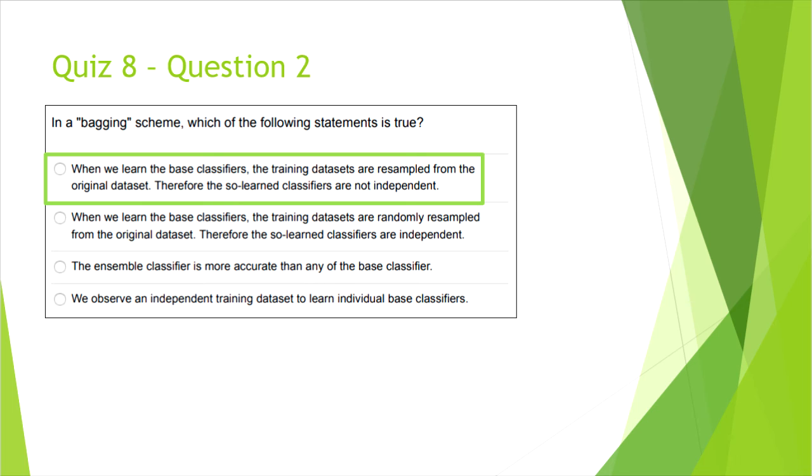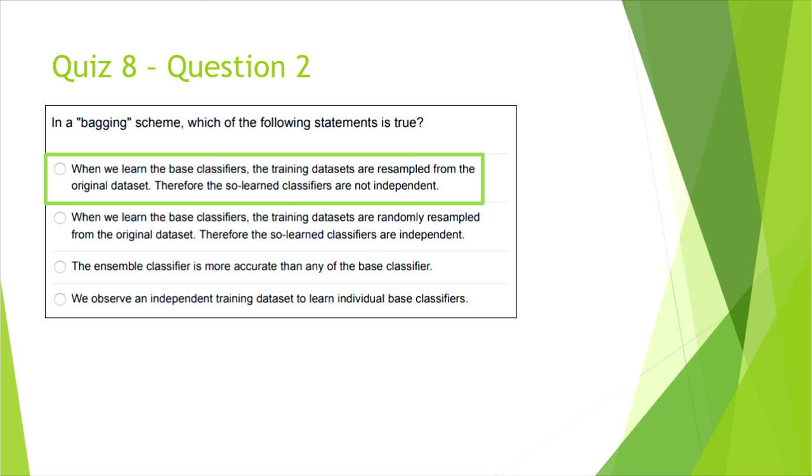Lastly, I will discuss Quiz 8, Question 2. For this question, the first answer is correct. The reason why is because in an ensemble method, only one set of training data is used, from which all individual classifiers are constructed. More specifically, pseudo-training sets are randomly redrawn from the original training data, and are then used to train weak predictors. These pseudo-training sets are not independent.